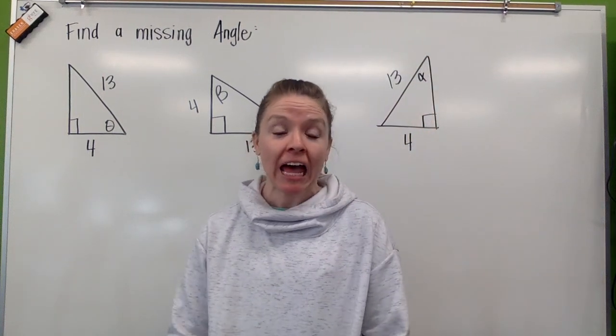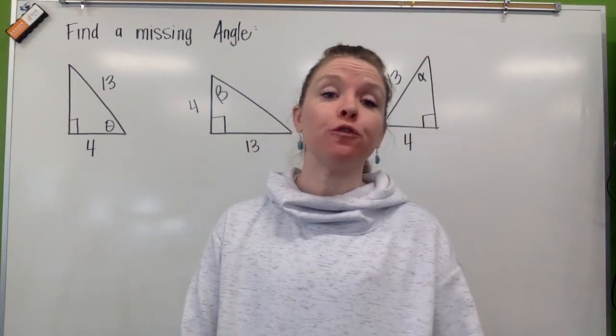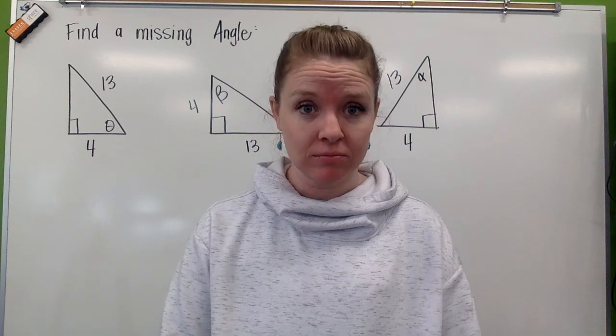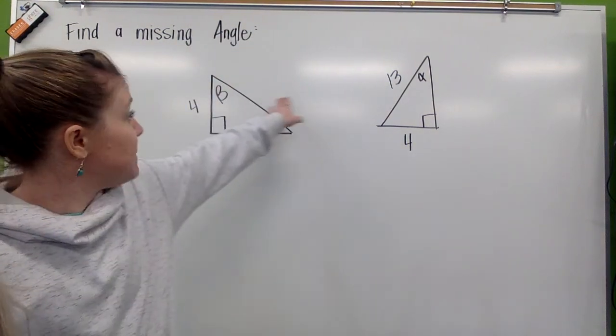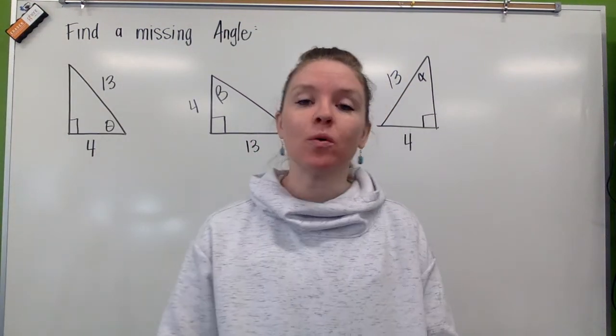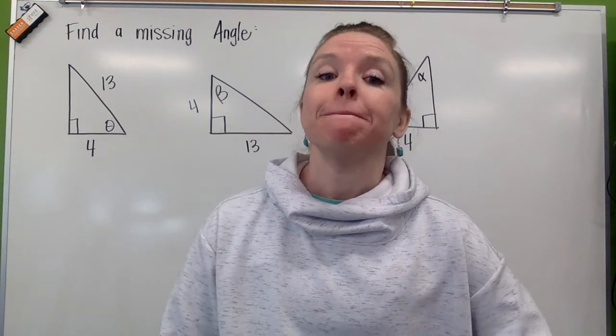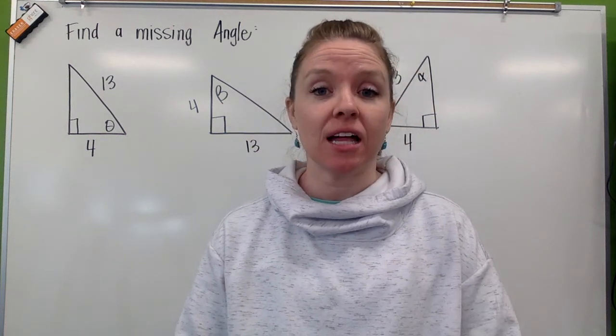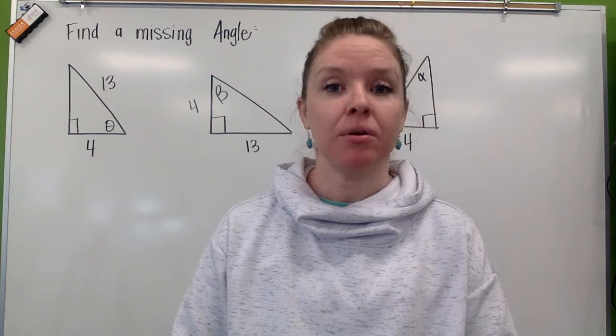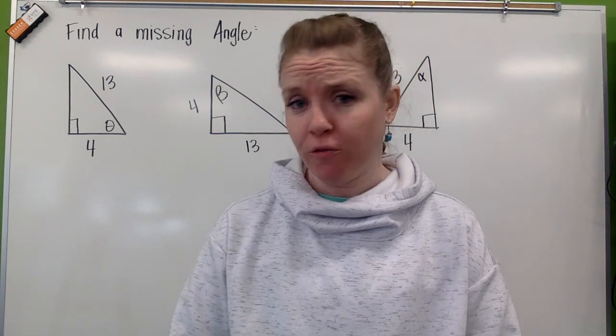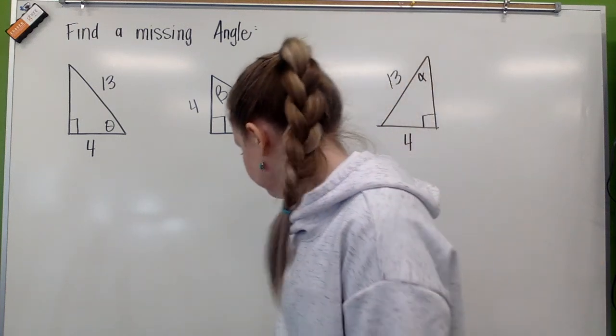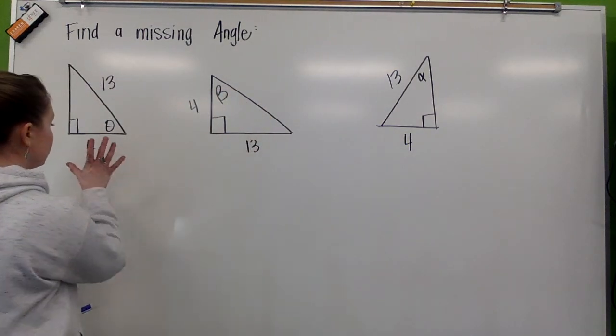All right, now for this video, we are going to find the missing angle. So we notice we have theta, beta, and alpha. We need to know what the angle is. Based on the sides given, that's going to tell us what trig ratio we're setting up, which is going to help us solve for the angle. Okay, so we'll start here.